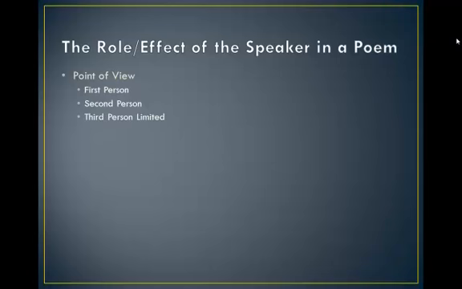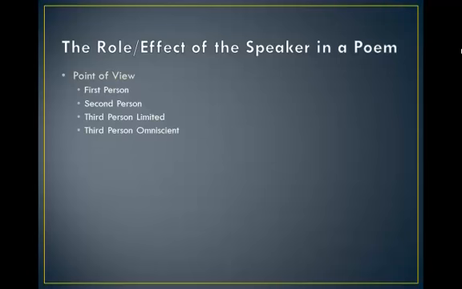The next type is third person limited. Third person limited has an outside narrator, and that outside narrator knows the thoughts and feelings of only one of the main characters. Does not know the thoughts and feelings of the rest. That's why it is limited.